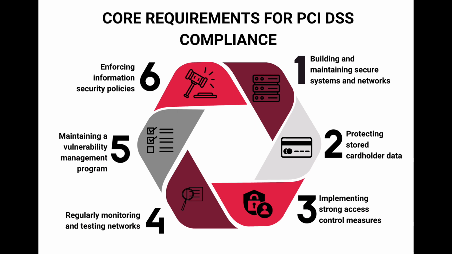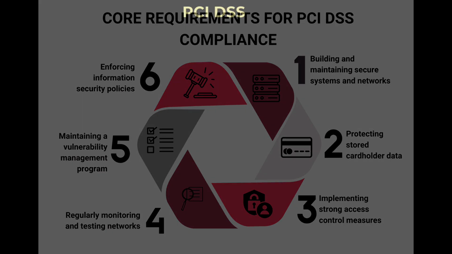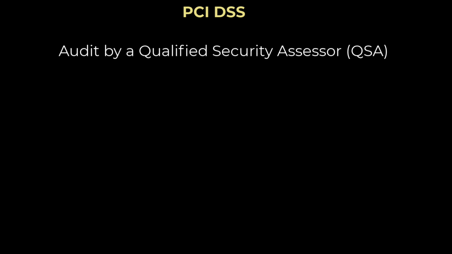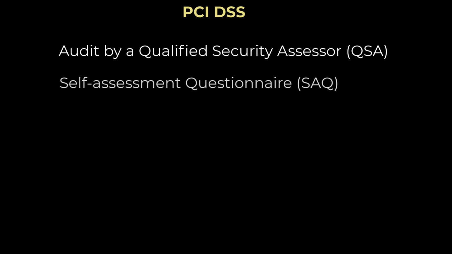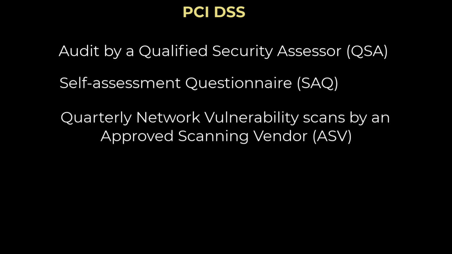Organizations demonstrate compliance with PCI DSS through regular assessments, which vary depending on their transaction volume and classification. Large organizations typically undergo an annual on-site audit conducted by a qualified security assessor, QSA, while smaller merchants may complete a self-assessment questionnaire, SAQ, to validate their compliance. Additionally, organizations must perform quarterly network vulnerability scans by an approved scanning vendor, ASV, to ensure ongoing security.